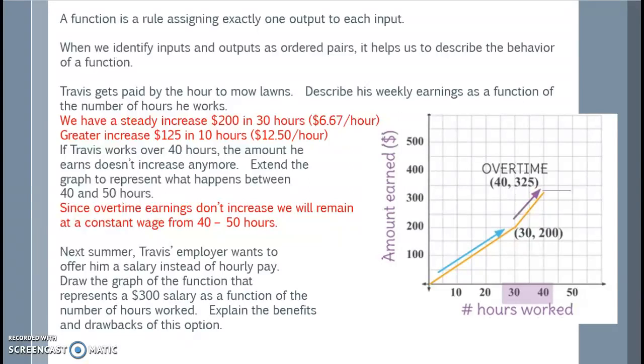If we are working a salary, we will have a straight, constant line. No matter where or how many hours that we work, we will always be at 300. The benefit of this is more money earned for less time worked. The drawback is there's no overtime pay.